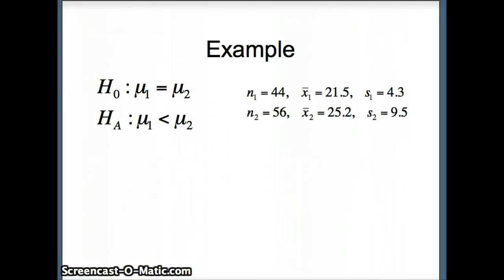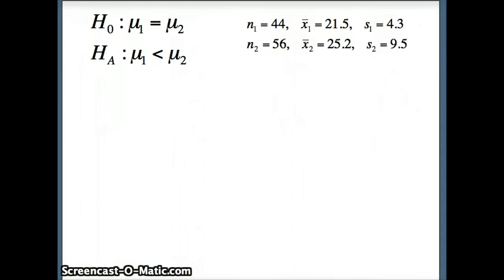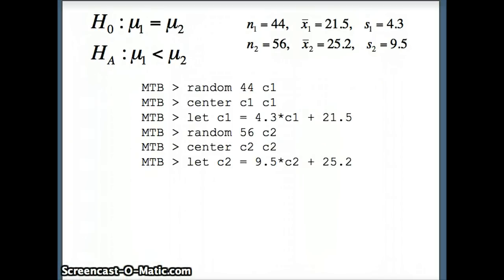Okay, now here will be a one-tailed test. We have h0 mu1 equals mu2 versus ha mu1 is less than mu2. And we have our statistics there. Again, notice both are greater than 30, so we don't need to concern ourselves with normality. We're going to create the artificial data sets. What will they look like?